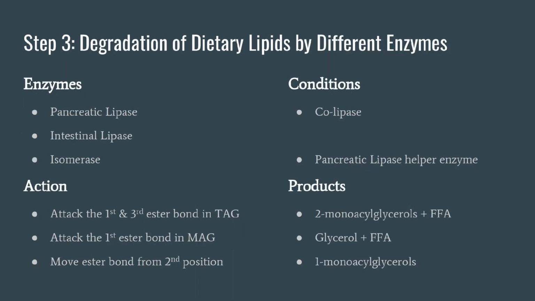The last step of digestion involves 3 enzymes, the pancreatic lipase, intestinal lipase, and an isomerase. These enzymes act by attacking the first and third bonds for pancreatic lipase, which is in need of the protein colipase to function, the first bond in monoacylglycerol for intestinal lipase, and lastly, isomerase enzyme helps by moving the acyl group from the second position, which is indigestible by the above enzymes, into the first position on triacylglycerol. By the end of this step, we will have 2 monoacylglycerol, glycerol, 1 monoacylglycerol, and free fatty acids.